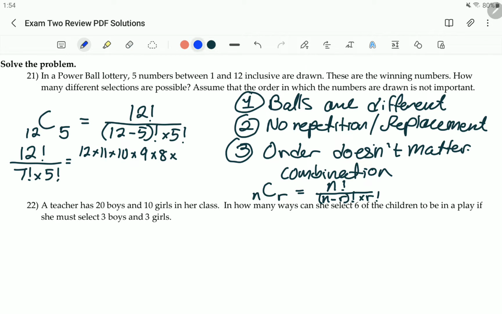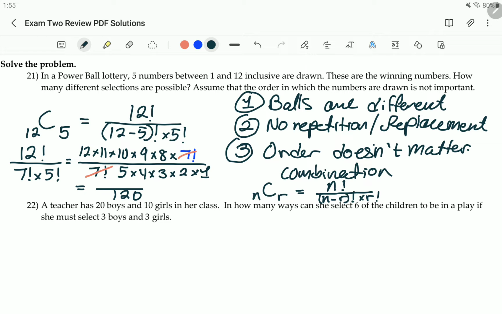Put that in blue. The reason we're stopping at 7 factorial is because there's a 7 factorial in our denominator, and we can simplify these two out. After you simplify them out, expand the smaller one: 5 times 4 times 3 times 2 times 1. When we multiply 5 times 4 times 3 times 2 times 1, that is 120.